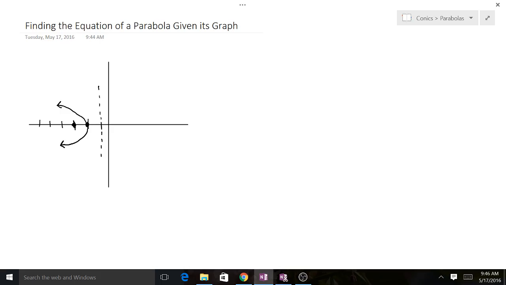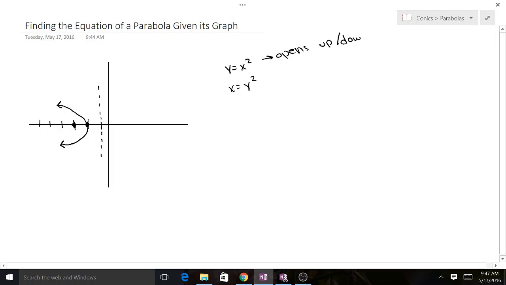So first thing I would do is write down the basic form of a parabola and see what we need to find. So we've got y equals, well, in this case, is this going to be y equals x squared or x equals y squared? Those are the two different types of parabolas we can have. Y equals x squared either opens up or down, and then x equals y squared is the opposite of that, so it opens right or left.